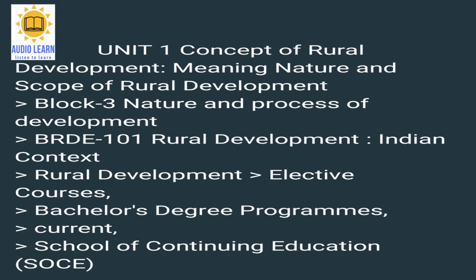B. To reduce inequality amongst different sections of the population. C. To eliminate exploitation of the rural poor. D. To increase productivity in agriculture and allied sectors. E. To reduce poverty. F. To create employment opportunities. G. To develop adequate infrastructure. 1.4 Nature of rural development.